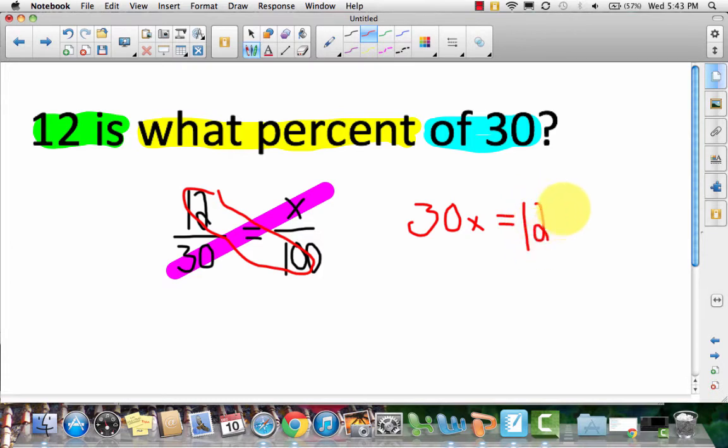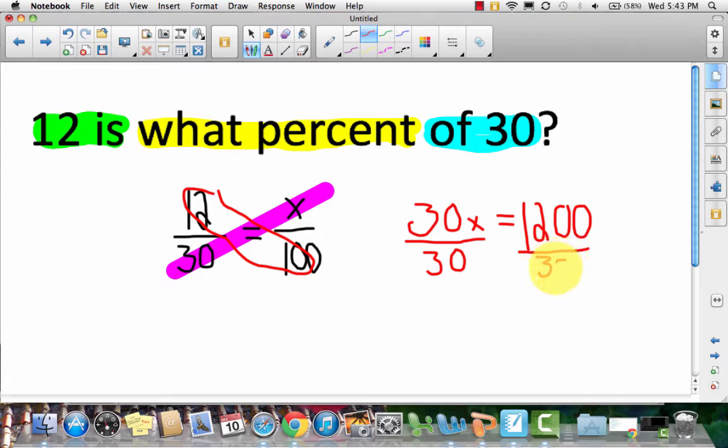And what you've created at this point is a one-step equation. So I see that I have x over here, and my goal in solving the equation is to isolate x. So since x and 30 are being multiplied, the inverse or the opposite is to divide by 30. And because it's an equation and both sides always have to be equal, if I divide the left by 30, I have to divide the right by 30.